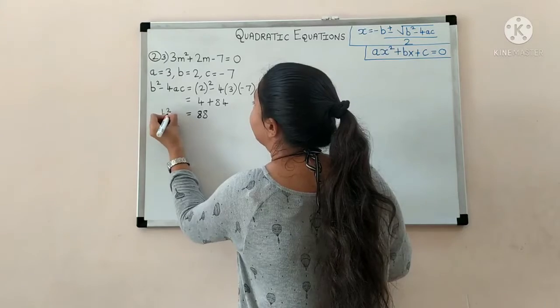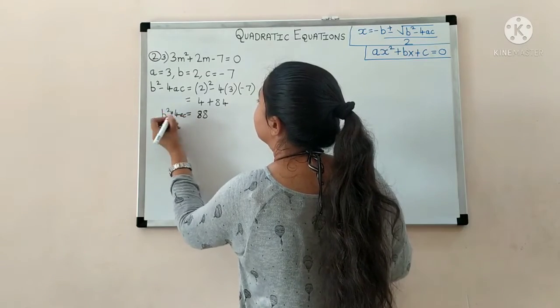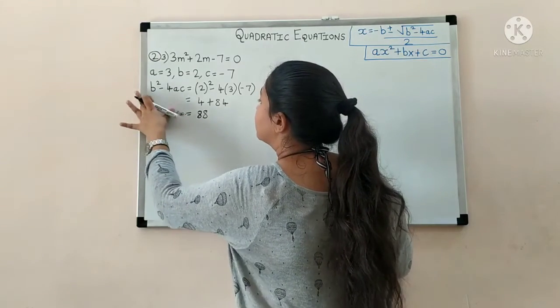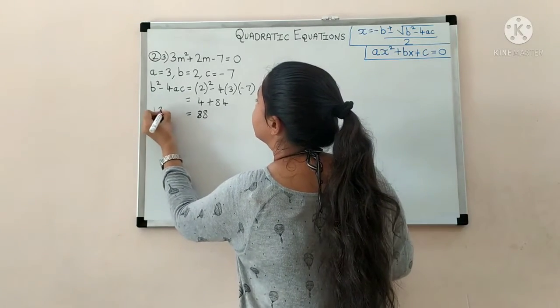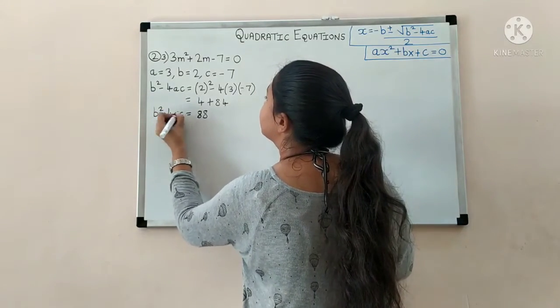b square minus 4ac. This seems very small. I write from here. b square minus 4ac.